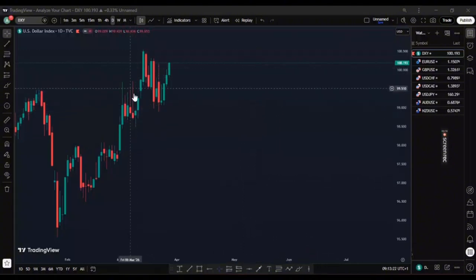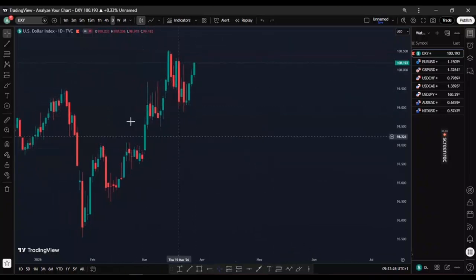Now, looking at the dollar index on the daily time frame, you can clearly see that you are still in an uptrend. Now, why do I say this? Because if you look clearly, you are still making higher highs, higher lows, higher and higher lows, right?